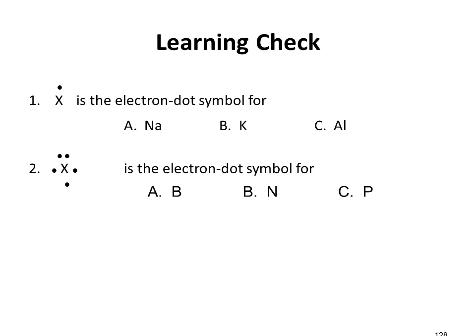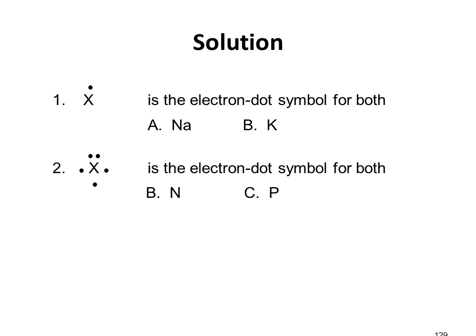So X with a single dot is the electron dot symbol for any element that would be found in group 1. And so any one of these found in group 1, so we find sodium and potassium in group 1, so A and B would technically be correct for number 1. And then number 2 is the electron dot symbol with 5 dots, and so that would be group 5. And so any of the elements found in group 5 would be acceptable, and that would be choices B and C. And there it is, so using those group numbers and number of dots to find the correct answers.